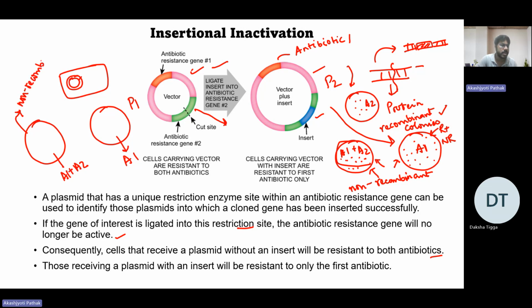Okay, your recombinants will not grow. They will not be able to grow, because they are sensitive to A2. But here, what will grow? Here, both your non-recombinants and your recombinants will grow. So by comparing this and this, you can identify which is your recombinant and which is your non-recombinant.